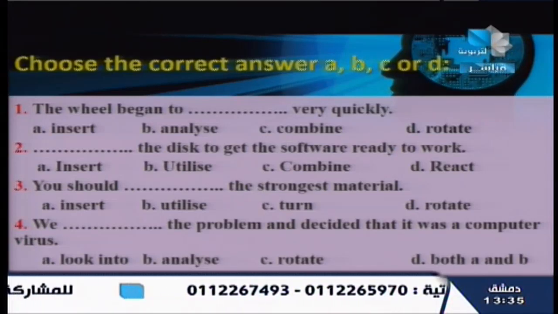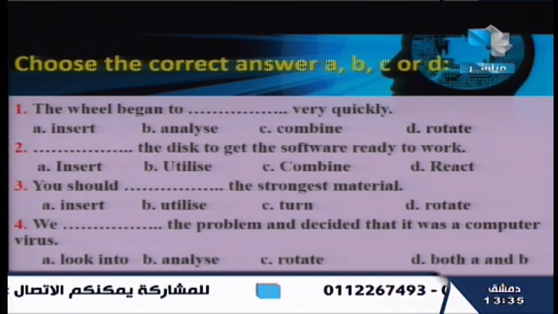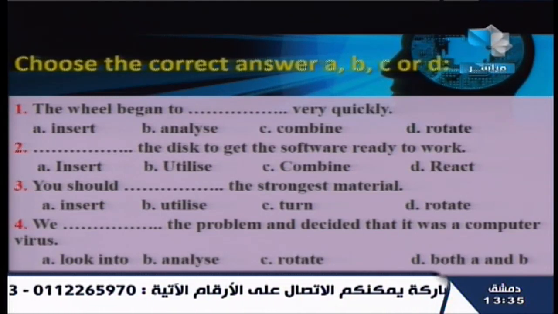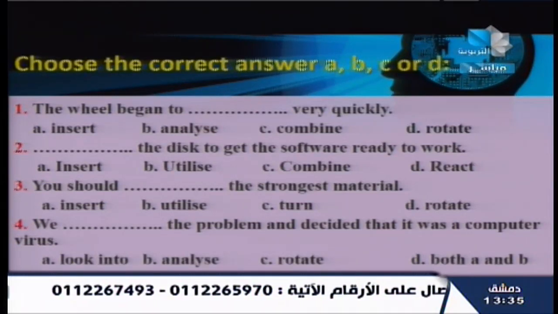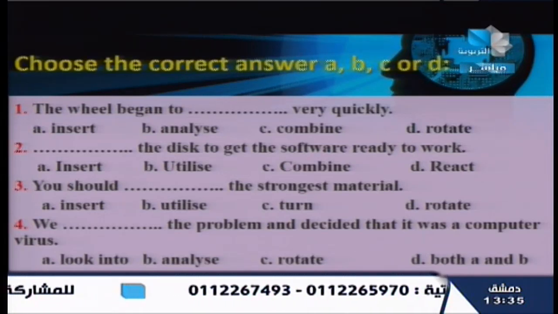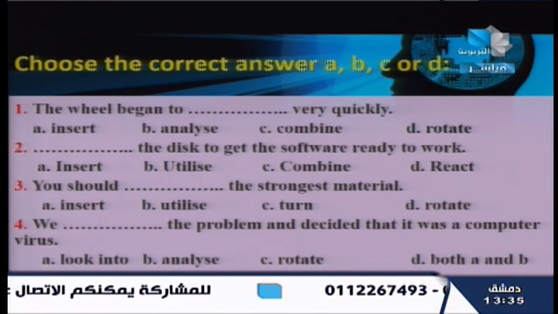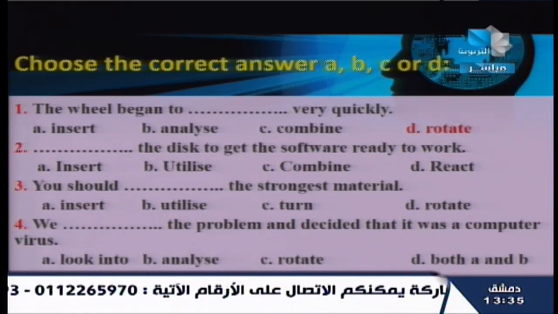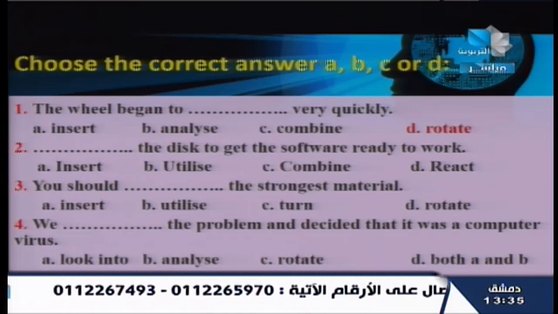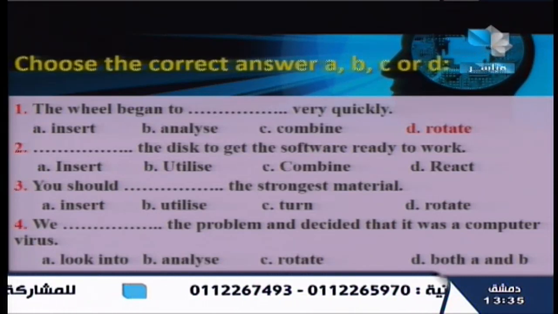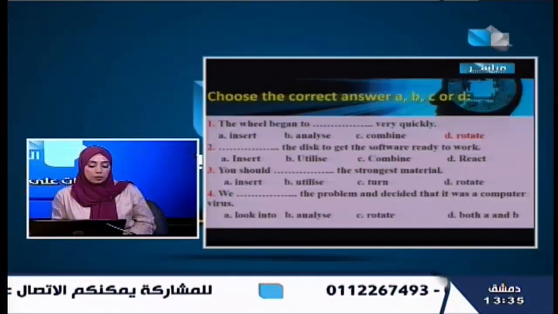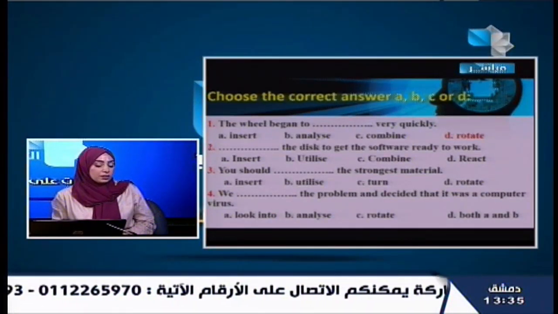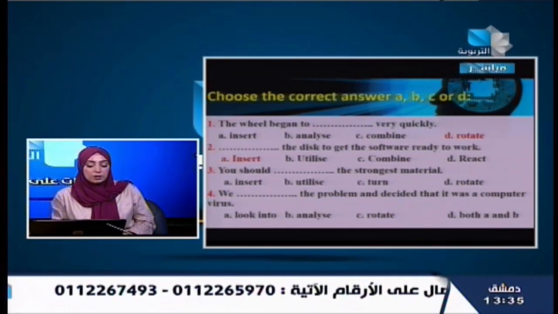The wheel began to insert, to analyze, combine, or rotate. No, definitely the wheel began to rotate very quickly. Rotate or turn, it's the same. Okay. Number 2, for me, okay. The disk to get the software ready to work. To insert the disk or utilize the disk, combine or react, definitely insert. Insert the disk to get the software ready to work.